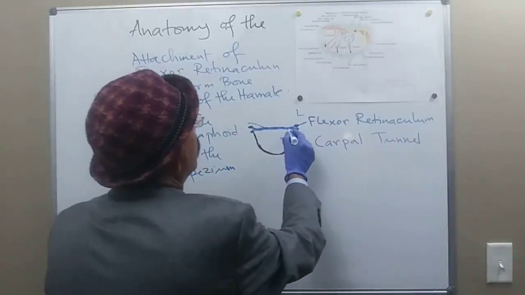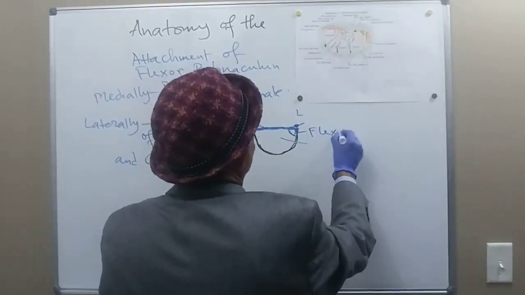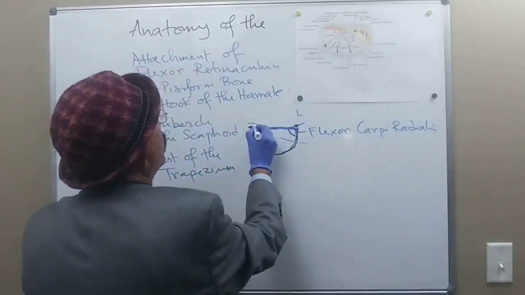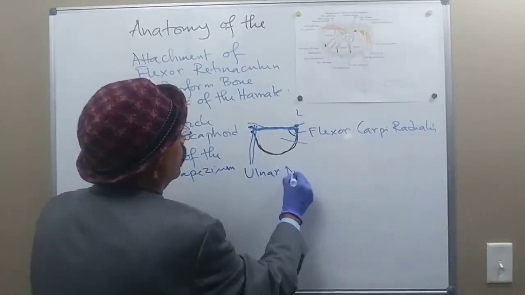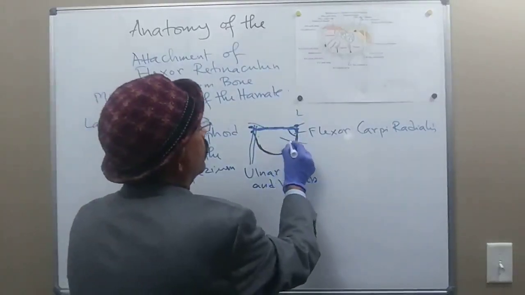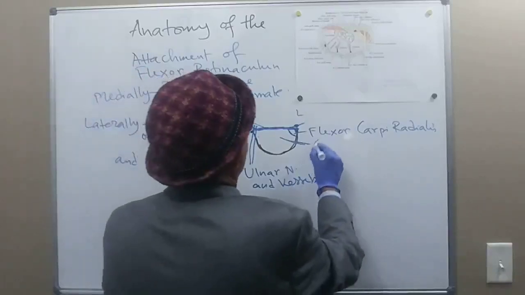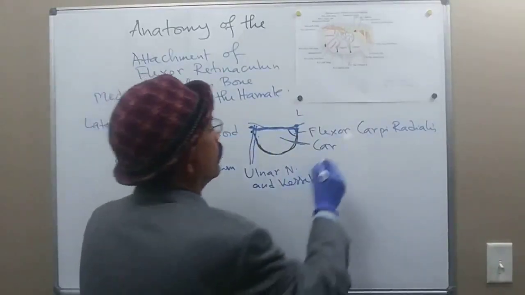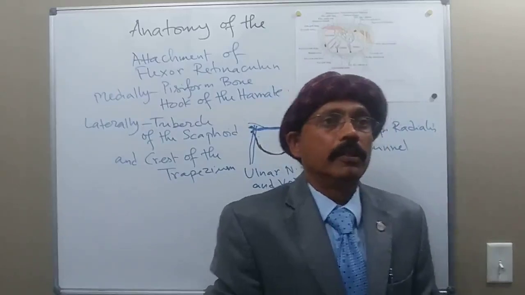So here we get the flexor carpi radialis, and here we get the ulnar nerve and vessels. This is the carpal tunnel that includes the flexor carpi radialis tendon, but the ulnar nerve and vessels are not included as contents of the carpal tunnel. So remember that.